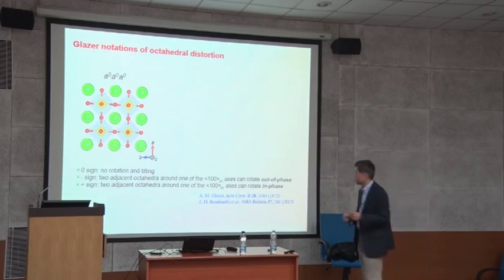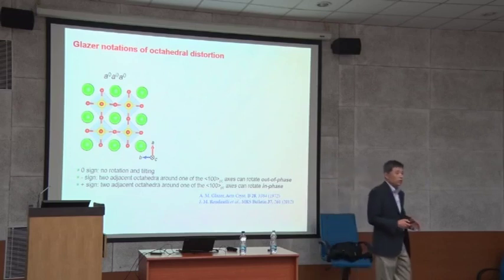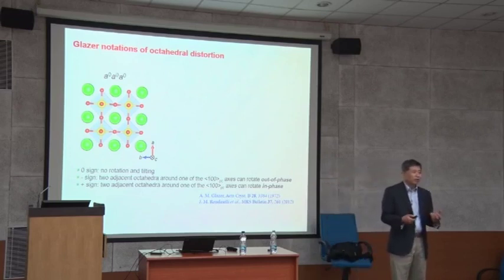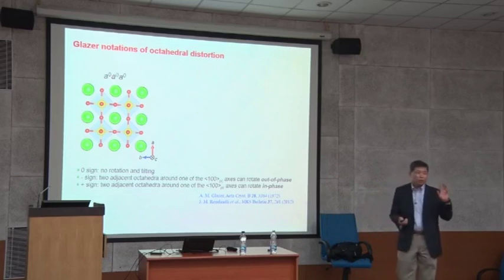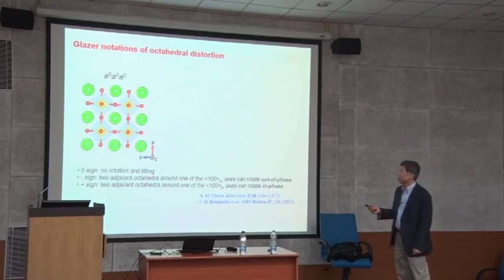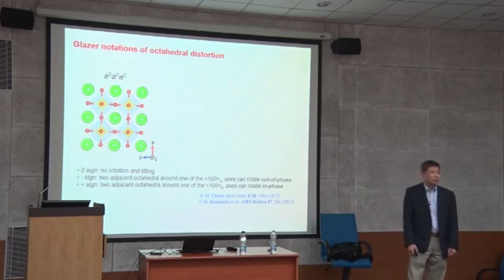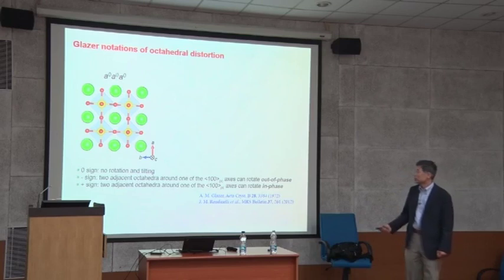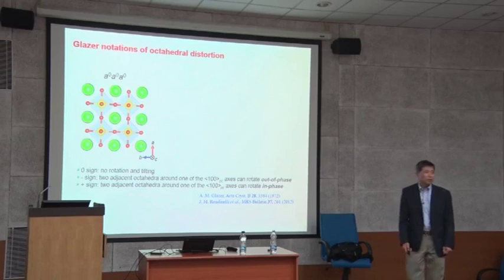But before I take a break, some students asked me about this Glazer notation. This is for polar metals, as I talked about, and this is the additional structural degree of freedom we have. A, B, and C are the three principal axes, and this is Glazer notation. 0, 0, 0 means you have no rotation at all, so this is a perfect cubic structure. This octahedra is perfectly aligned.